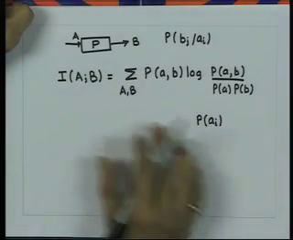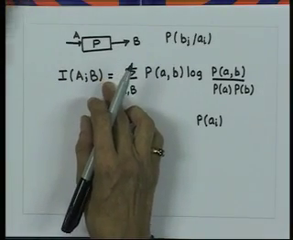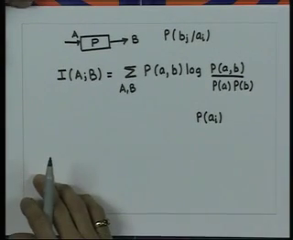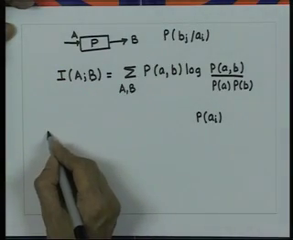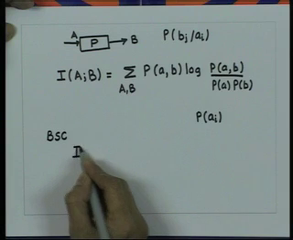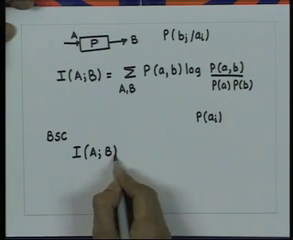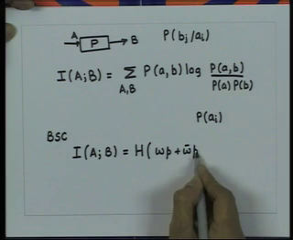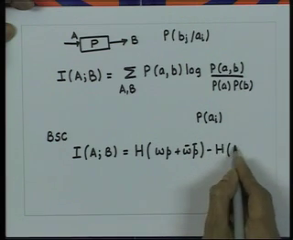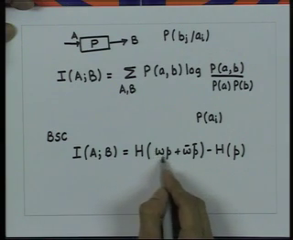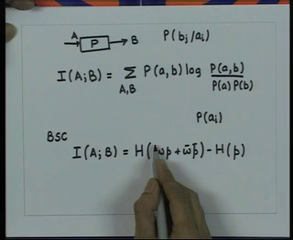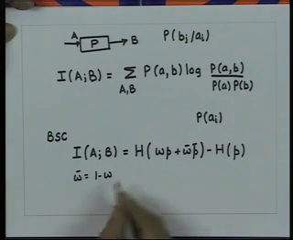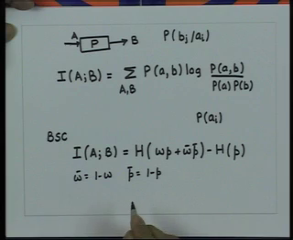Now, it is of some interest to examine the variation of I(A;B) as we change the input probabilities. So, let us reconsider binary symmetric channel with probability of error P. Now, if you have a binary symmetric channel with probability of error P, we have derived that I(A;B) is given by the expression H(wP̄ + w̄P) minus H(P), where w is the probability of selecting a 0 at the input and w̄ equal to 1 minus w, P̄ is equal to 1 minus P.